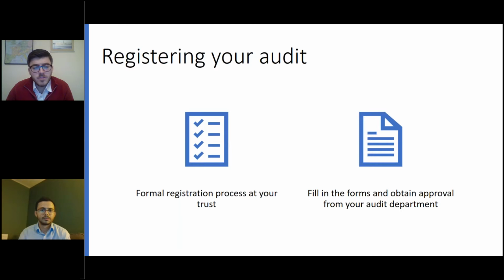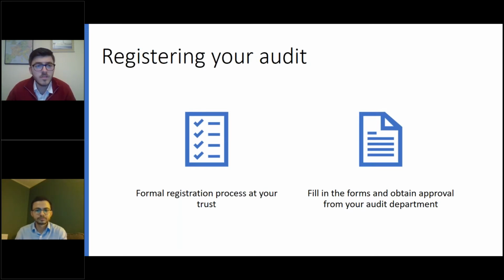Every trust has an audit department that are, in my experience, always very helpful, and they have pro formas that you can use, which can help in designing your audit as well. So it's well worth going on the intranet or giving them a ring and asking to see if they have any resources available. This formal registration needs to be filled out. You then show it to the consultant or the lead on that audit to check that everything's been filled out okay, and then you'd send it to the audit department for looking through.